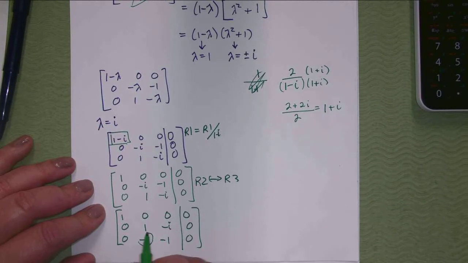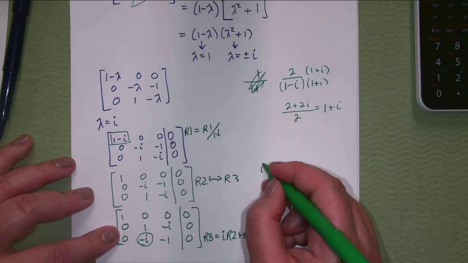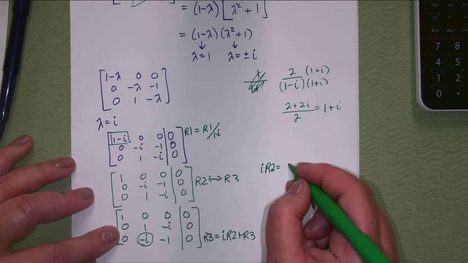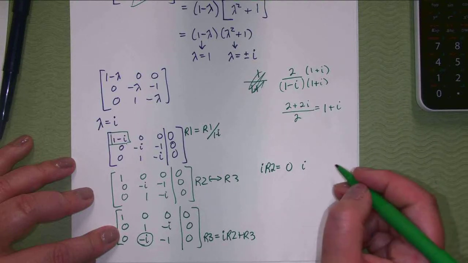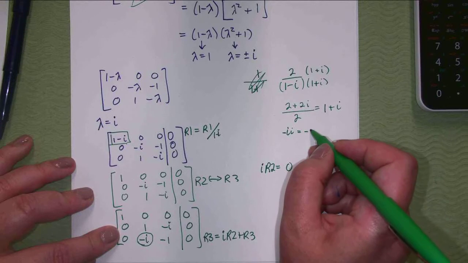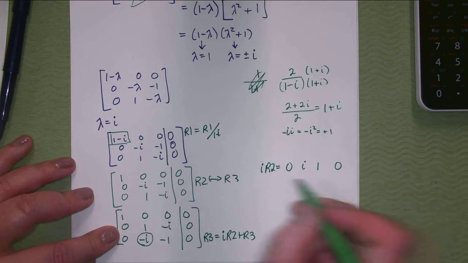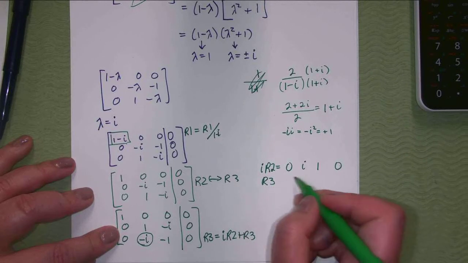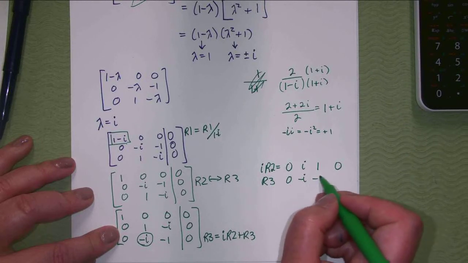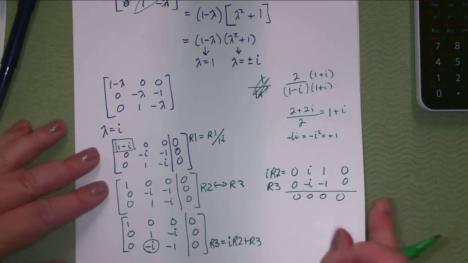So our next step would be here. This is in row 3. It's minus i, so that needs to be a positive i. So i times row 2. i times 0, i times 1, i times minus i. Is 1. And then add row 3. Okay, so we get a row of zeros, which is what we wanted.